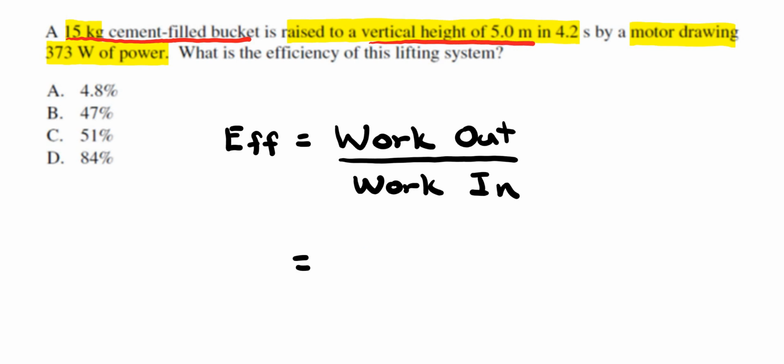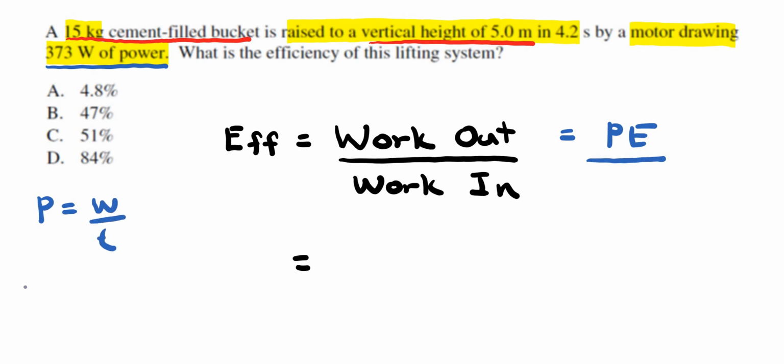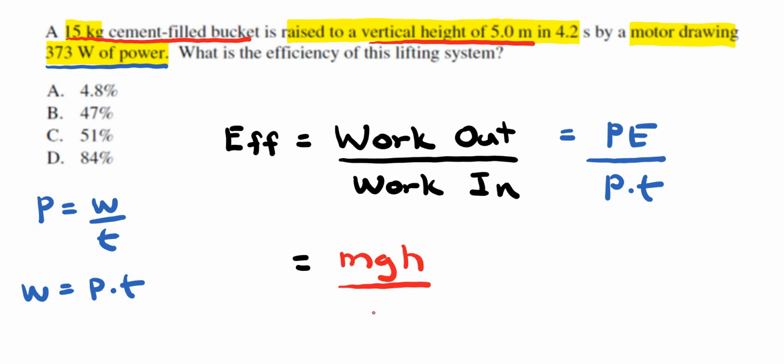Okay, and since we're raising it a vertical distance, we know the work here is going to be your potential energy. And since we're dealing with watts of power, we know that power is equal to work divided by time. So now we know that work is equal to power times time, so the denominator should be power times time. Okay, let's go ahead and plug in the numbers here. So potential energy is mgh, and my denominator will be power times the time.